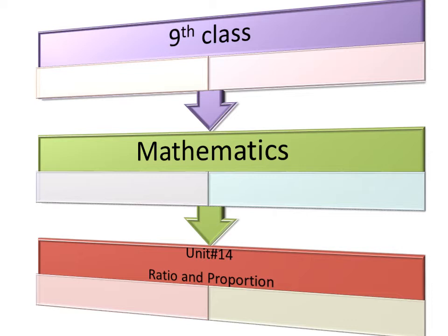It's time to learn mathematics, in which we have started unit number 14, which is named ratio and proportion. In the previous lectures we have discussed that ratio is a comparison between two alike quantities which has no unit, and proportion shows the equality of two ratios. If two ratios are equal to each other, then we can say that these are in proportion.